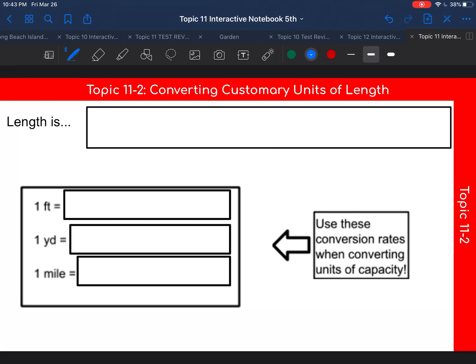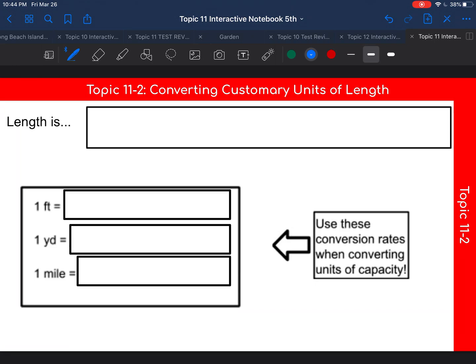So yesterday we were talking about customary units and the customary unit of capacity. And again, I said capacity is very similar to volume. It's how much of something can fit inside something else, how much something can hold. And a lot of those measurements remind me of cooking. You might have seen them like gallons of milk and cartons of milk and pints and things like that.